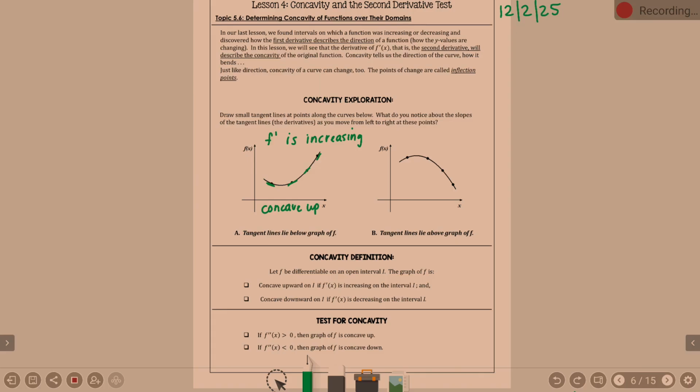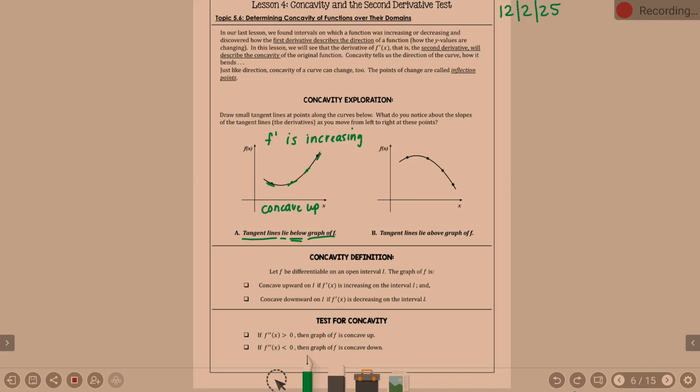Yesterday when I talked about concave up, I described it as being bold up. But anytime as you move from left to right your derivative is increasing, that's going to be concave up. In this scenario, notice the tangent lines that I just drew, they all lie below the graph.